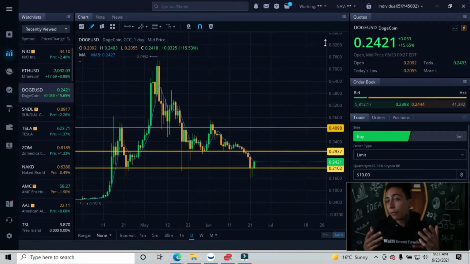The stock that we're breaking out for this morning is Dogecoin, the cryptocurrency, you guys. So let's go ahead and get right into it. We're up nearly 16% for today, you guys, which is pretty crazy considering that we've been in this downward trend for such a long period of time.